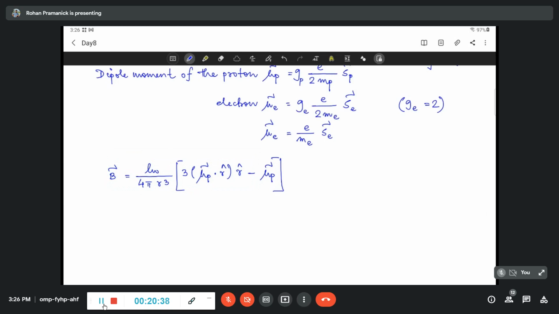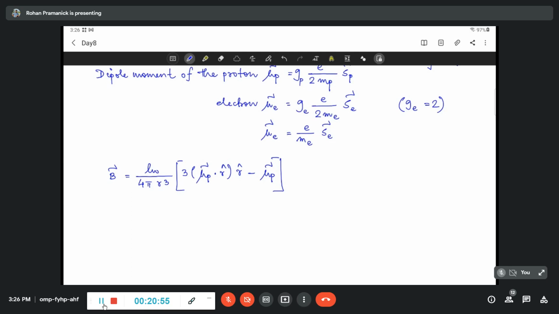Yes, sir, this formula looks similar. So this is the dipole thing, the magnetic field due to a dipole at a distance r. What one of you said is the magnetic field due to a charged ring, right? A charged ring which acts as a dipole, of course.